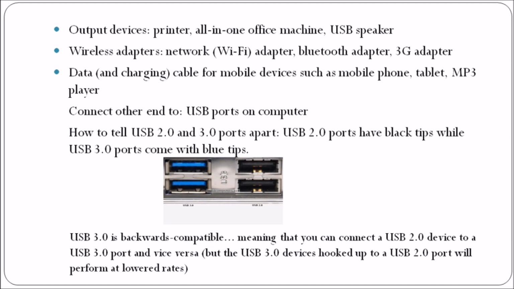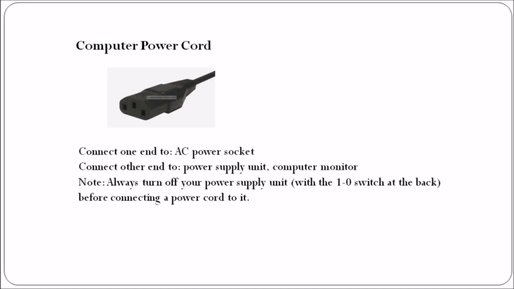Output devices are printer, all-in-one office machine, USB speaker, wireless adapters, network Wi-Fi adapter, Bluetooth adapter, 3G adapter, data cable for mobile devices such as mobile phones, tablets, MP3 players. Computer power cord. Connect one end to AC power socket. Connect other end to power supply unit, computer monitor.